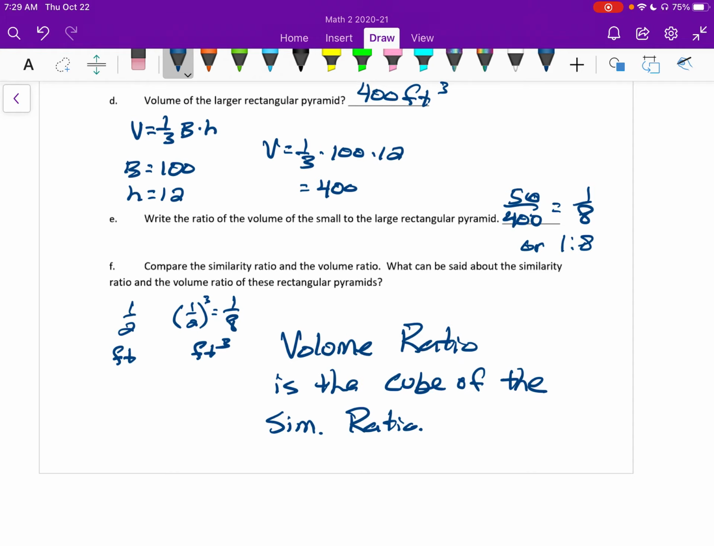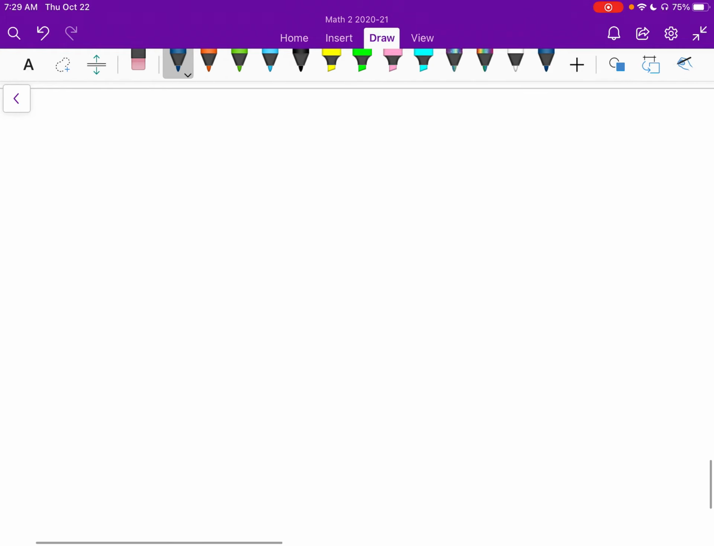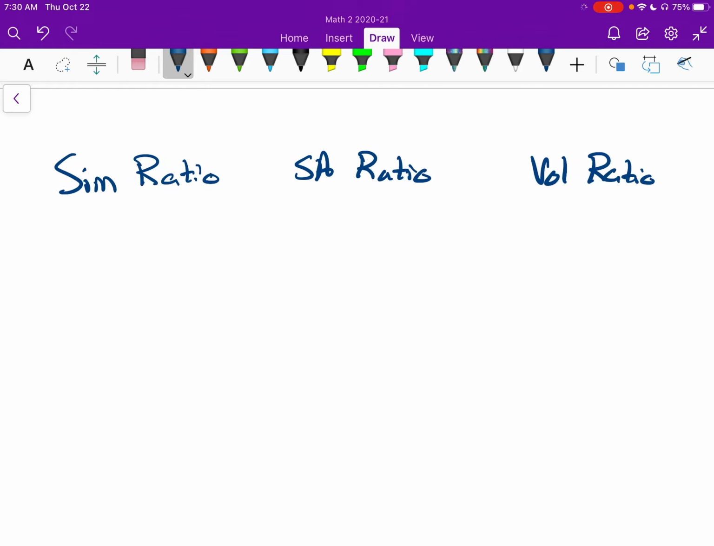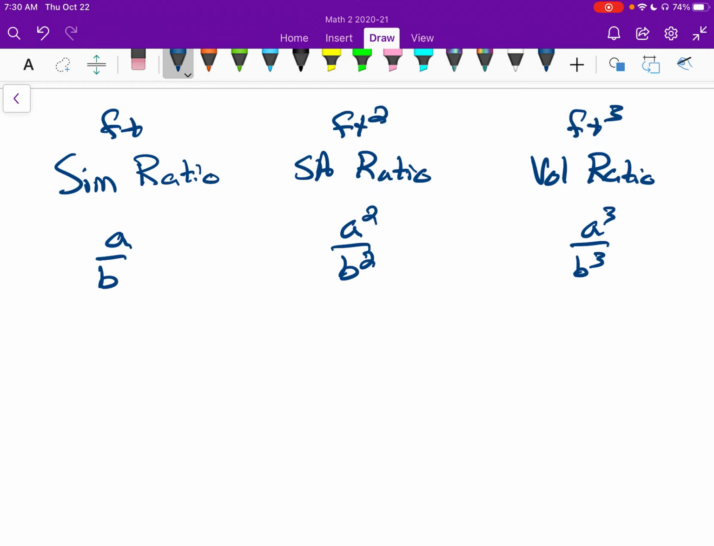Right. So to wrap it all up, and this would be a good thing to write somewhere, we've got the similarity ratio, the surface area ratio, and the volume ratio. Let's just say that the similarity ratio is A over B. If the similarity ratio is A over B, then the surface area ratio is going to be A squared over B squared, and the volume ratio is going to be A cubed over B cubed. It's always good to remember that this would be feet squared, and this would be feet cubed. Always try to think about that with the units.